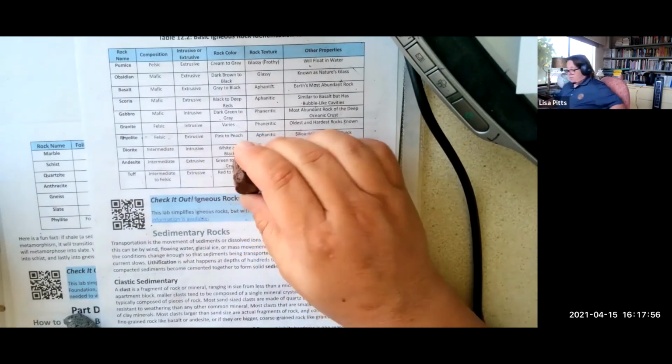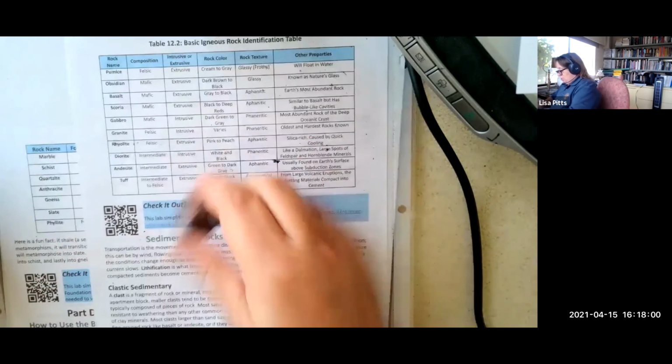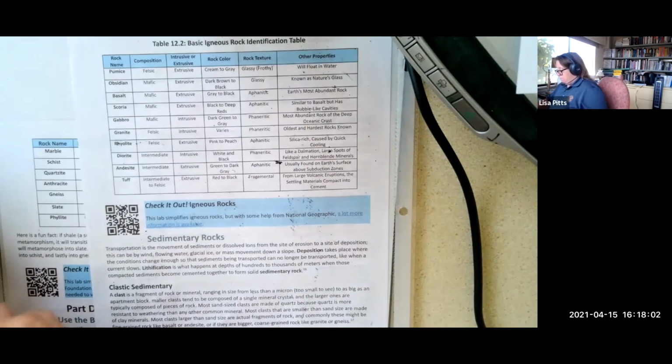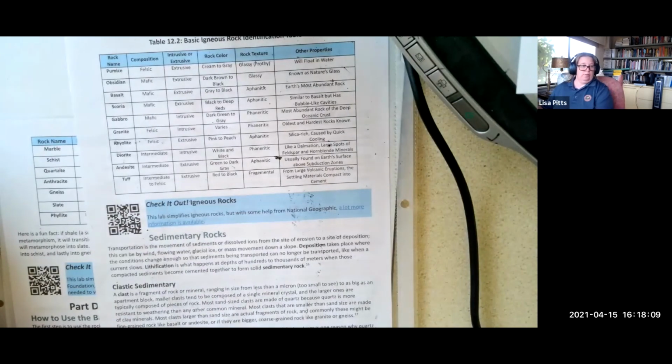So there are some examples in that list, and you're going to look at them and try to determine what they are based off of these tables. So let's do one together.